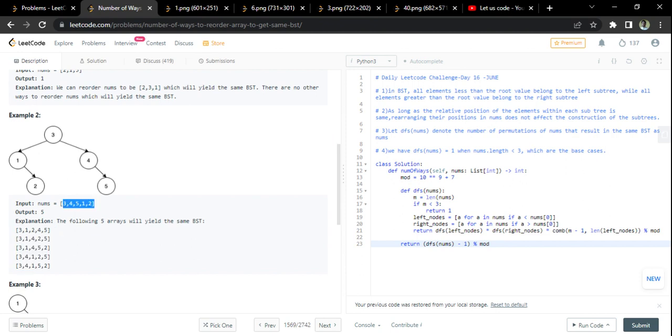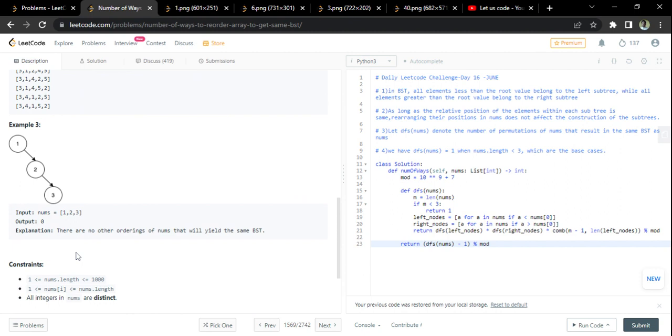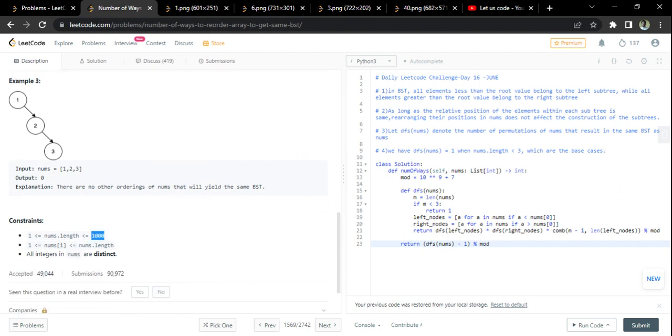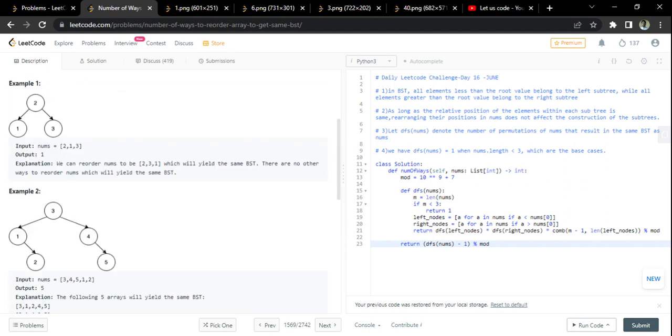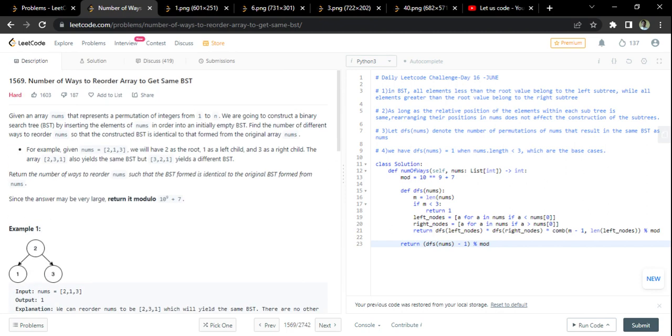Okay, so let us try to dig into the approach of doing this question. The length of nums is going to be around 1,000, and all numbers are going to be distinct. So let us now try to dig into how to get this.